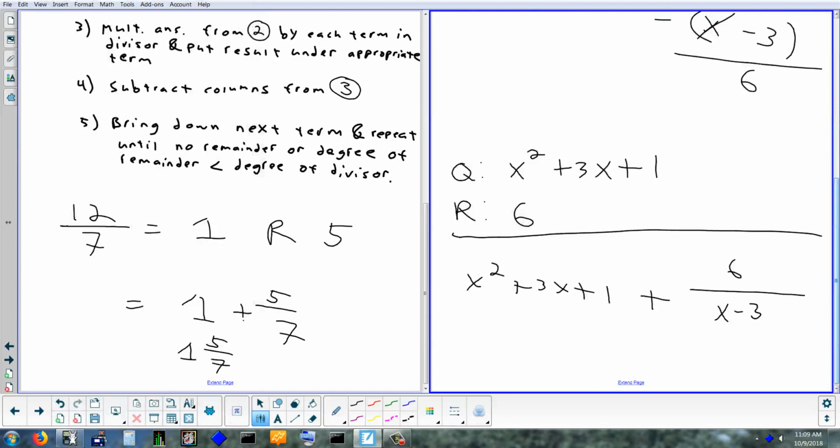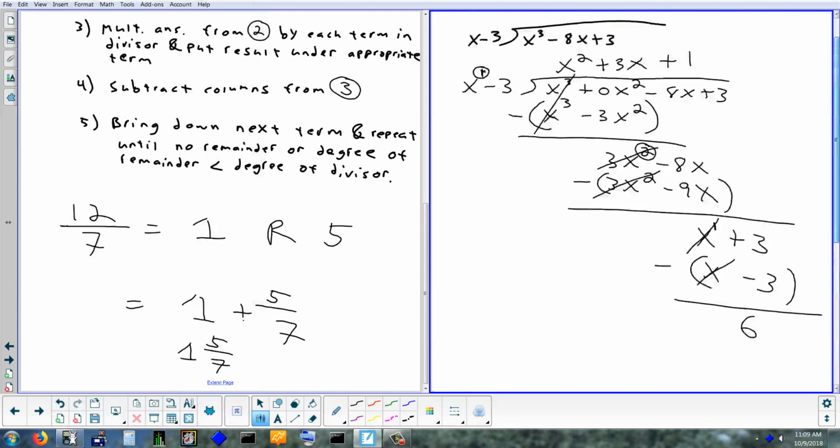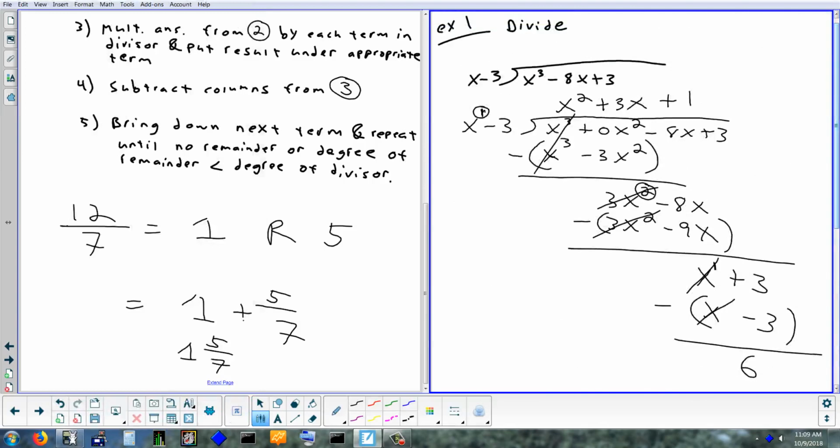Yeah? In the beginning of the problem, when you put the 0 in front of the x squared, do you only have to do that in front of the x squared if there's no? You only have to do it in front of the ones that are missing. So you wouldn't have to do it in front of the x to the third? Nope, because the x to the third term was already there. So you have to look at the highest exponent, and then every single term from the highest one to the lowest one has to be there.